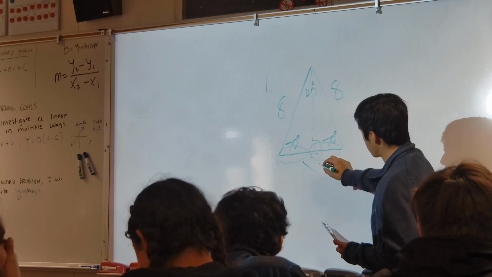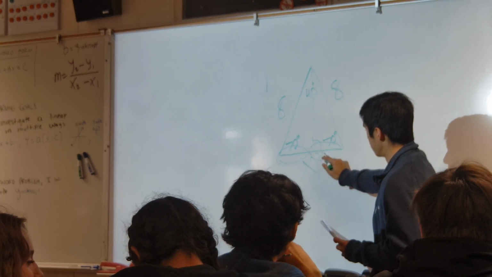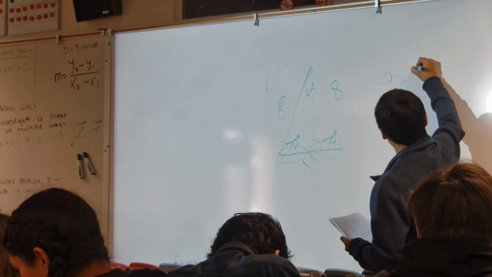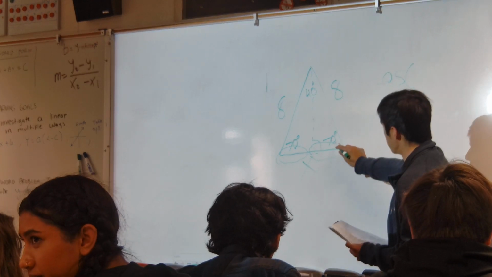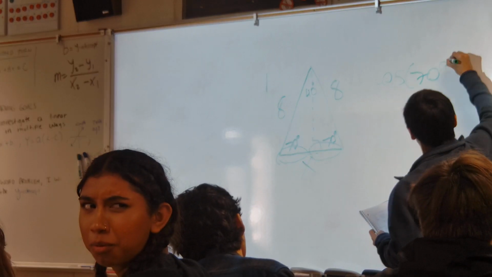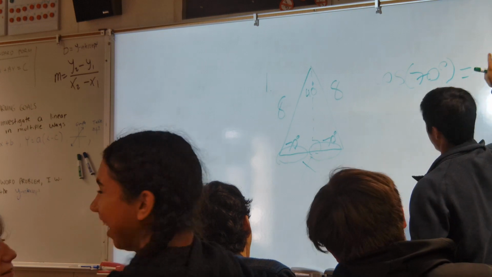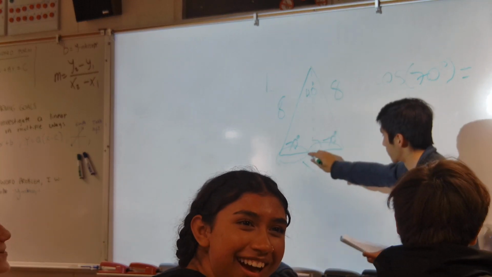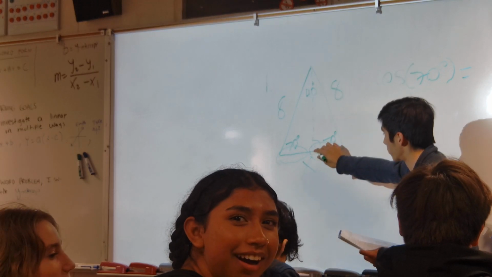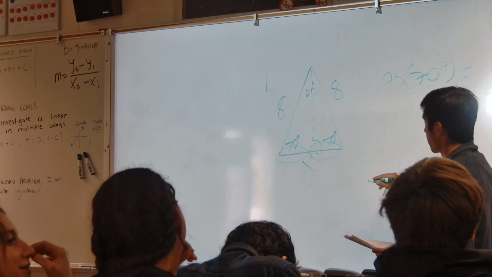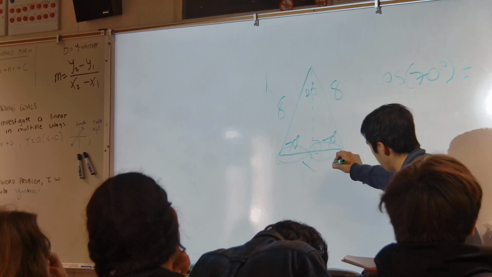In this case, this is the adjacent, and what we use is cosine. We're going to use this angle right here, so 70 degrees is equal to. We have the hypotenuse in this case because it's right across from the right angle, but we do not have this adjacent side. So we're going to call this adjacent side A.